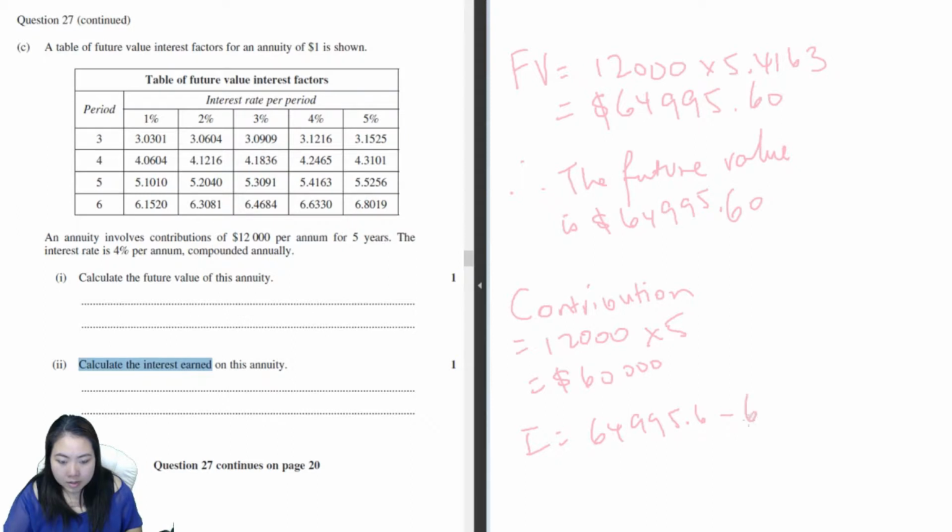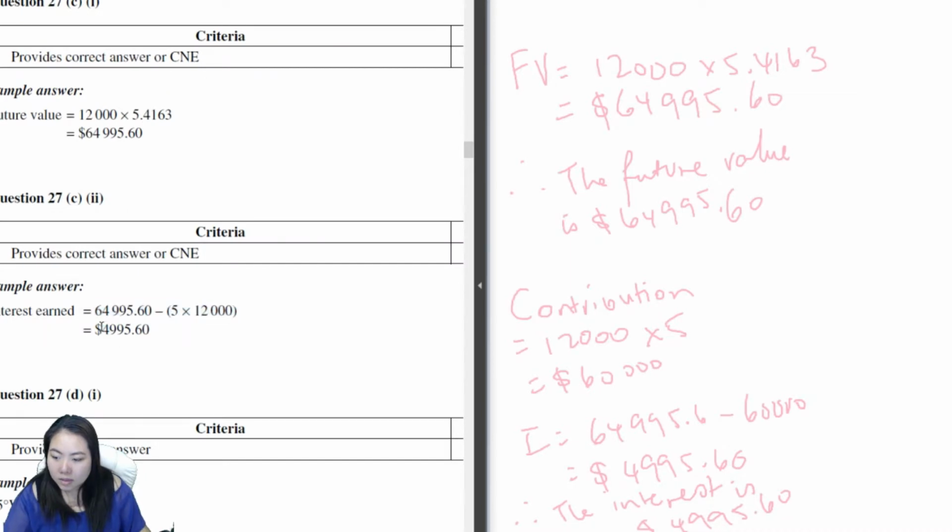64,995.60 minus 60,000, which will be 4,995.60. Therefore, the interest is $4,995.60. Let's check the answers. Okay, interest earned. There you go.